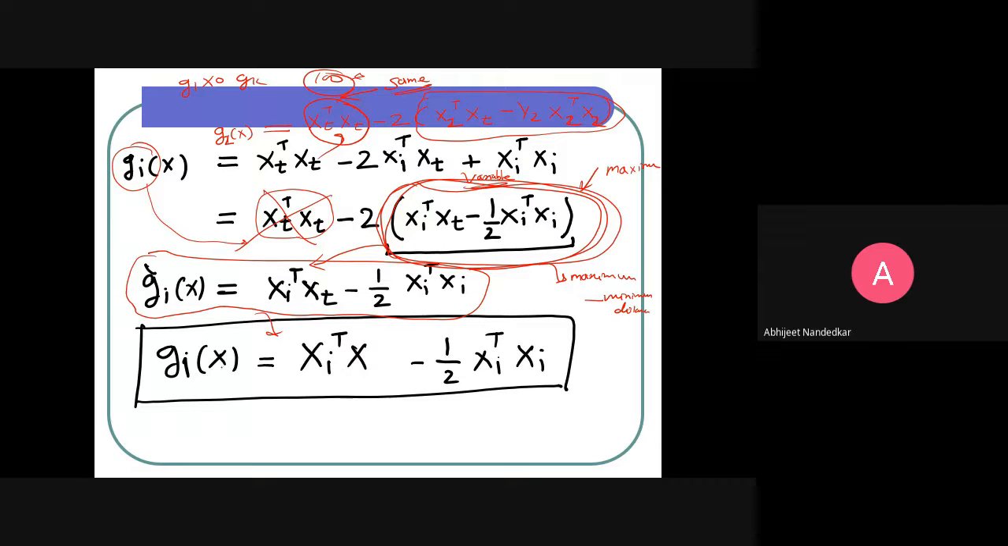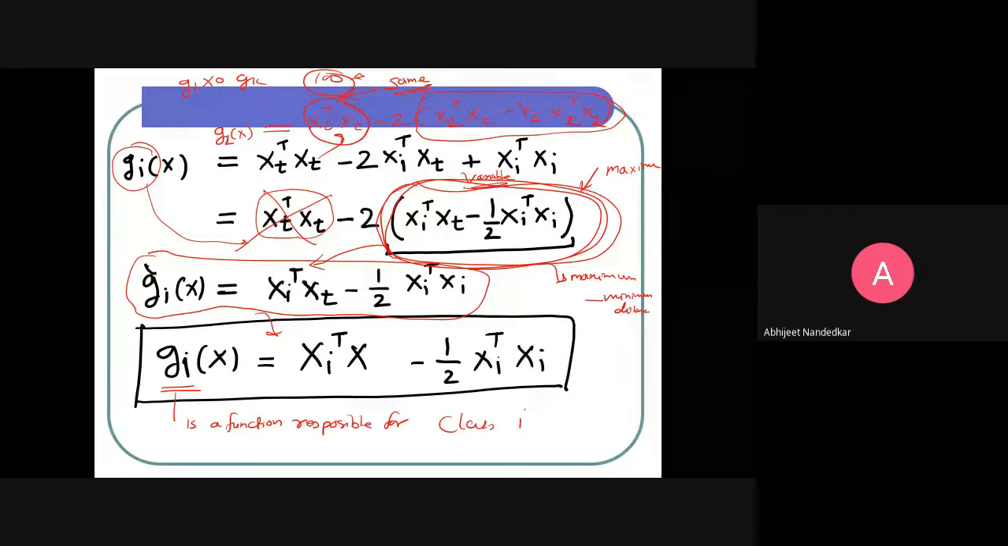So g_i(x) is a function responsible for class i. If I put i equal to 1, then the function becomes the class 1 function. If I put i equal to 2, it becomes the class 2 function, and so on. So how to calculate g_i(x)?